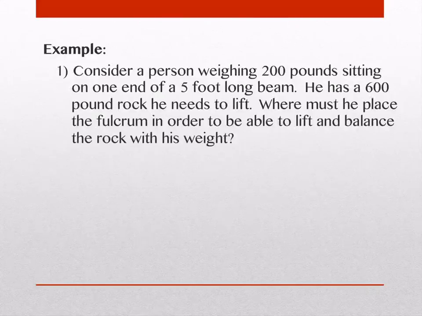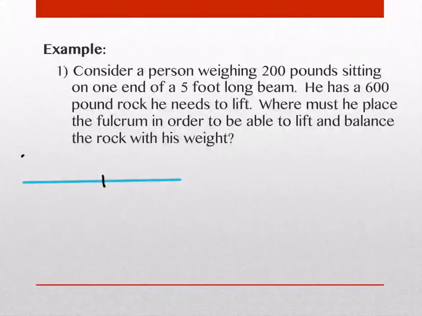So if you take a look at the example, that's exactly what we're going to be doing. We're just not doing a teeter-totter, we're doing a guy on a rock. Consider a person weighing 200 pounds, sitting on one end of a 5-foot beam. He has a 600-pound rock he needs to lift. Now, lifting that rock with his own arms would probably be a bad idea, right? He's probably going to hurt himself if he can even do anything with it at all. So the question is, where must he place the fulcrum in order to be able to lift and balance the rock with his weight? So the picture you have is, again, like the picture of the teeter-totter.